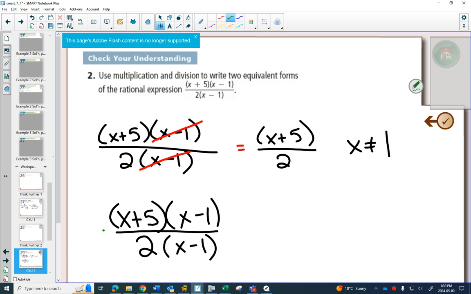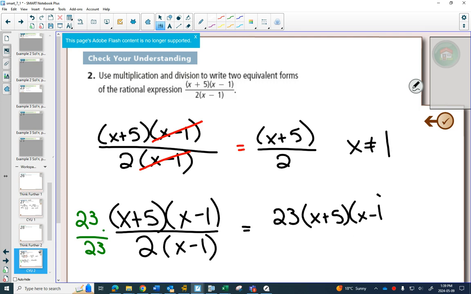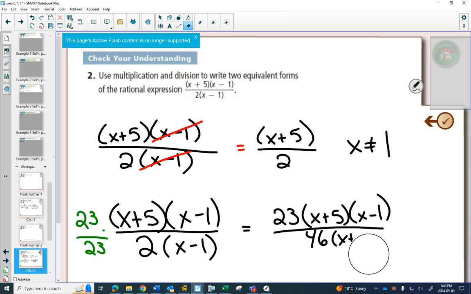What number am I feeling like? Maybe 23. I don't think we've had a question with the number 23 in it for quite some time. If I multiply the top by 23 and the bottom by 23, what am I multiplying by? 1. And so I could even multiply this out. 23 times x plus 5 times x minus 1 divided by 23 times 2 would be 46 times x minus 1. That's equivalent. They're the same.